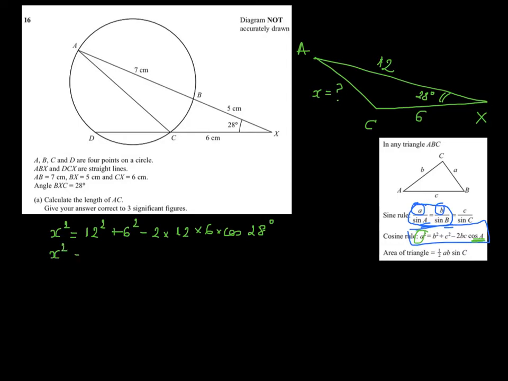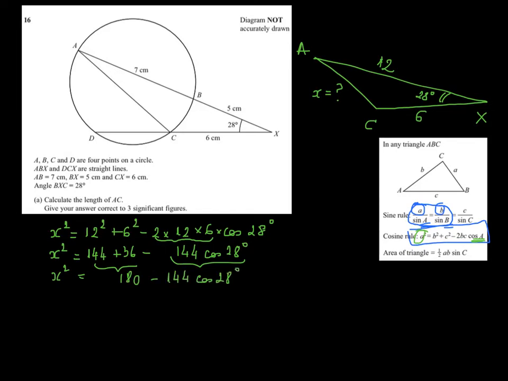Continuing, x squared is 144 plus 36 minus 2 times 12, 24, 24 times 6 is 144 cos 28 degrees. And don't forget BODMAS. This is a single block, but first 144 plus 36 is 180 minus 144 cos 28 degrees. BODMAS, first we do 144 cos 28, and this is going to give me 127.1448 to 4 decimal places.